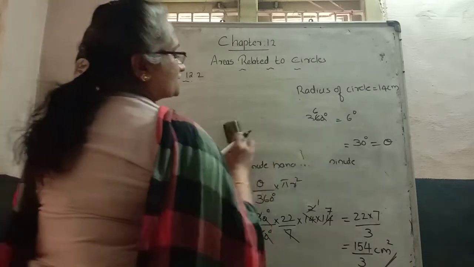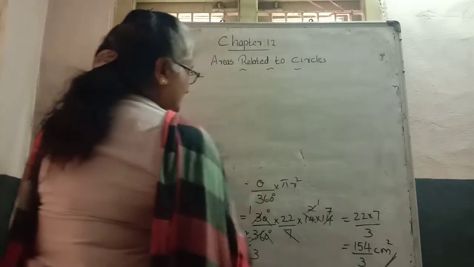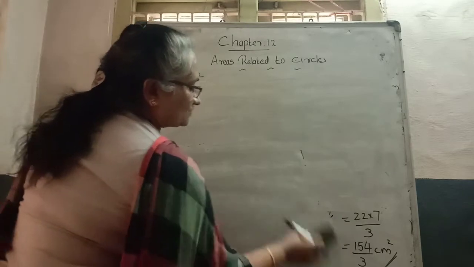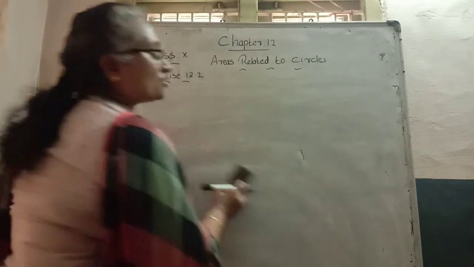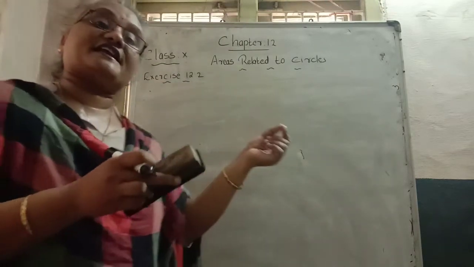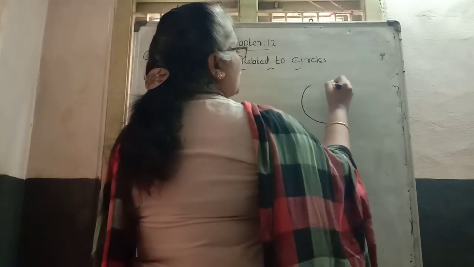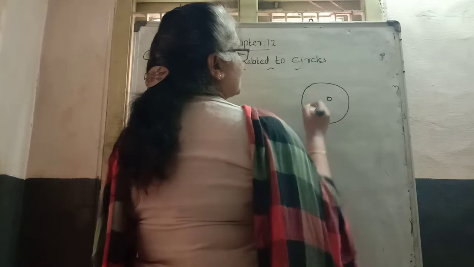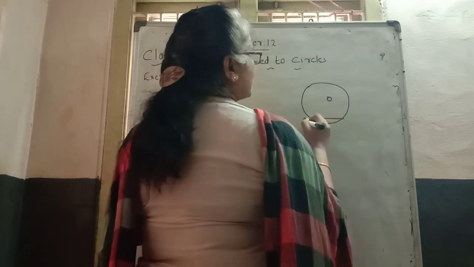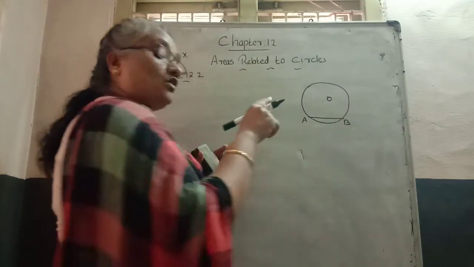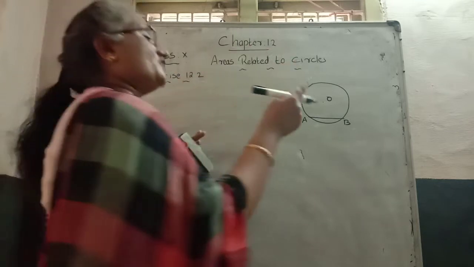Next, fourth question. Fourth question tells about a chord. A chord of a circle of a radius is given. So we can draw a circle. O is the center of the circle. Chord we can mark it as AB, a chord of a circle of radius.